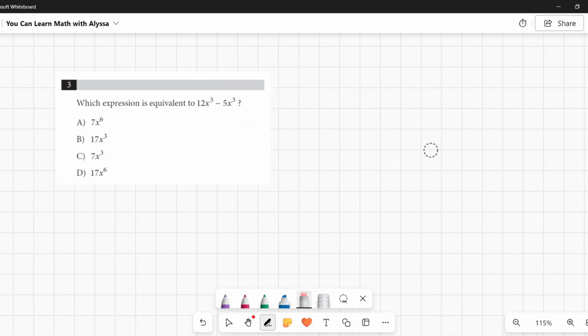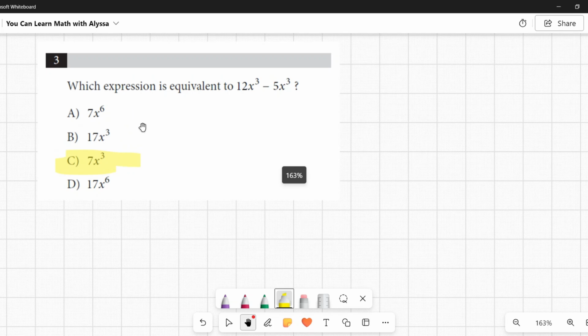So if I had 12 x cubeds, it's like 1, 2, 3, 4, 5, 6, 7, 8, 9, 10, 11, 12, and I took away 5 of those x cubeds, 1, 2, 3, 4, 5, how many do I have left? Well, I have 1, 2, 3, 4, 5, 6, 7 x cubed. So 12x cubed minus 5x cubed is 7x cubed, and that is going to be C. Let me change the color. There we go. C is going to be my answer.